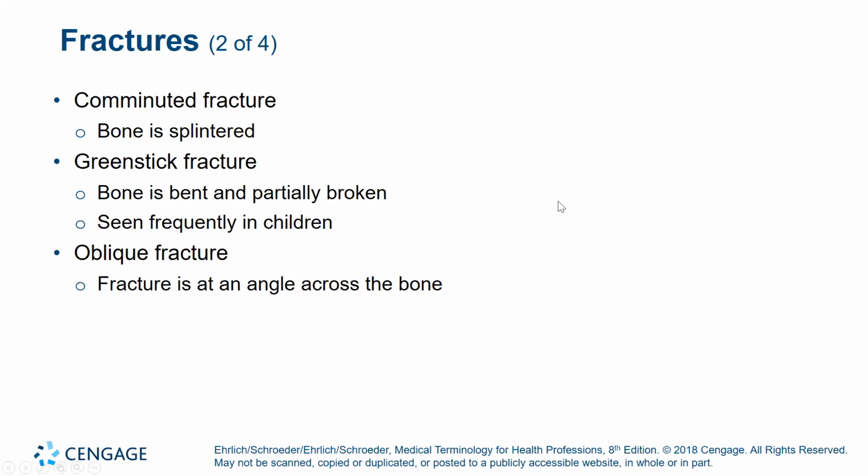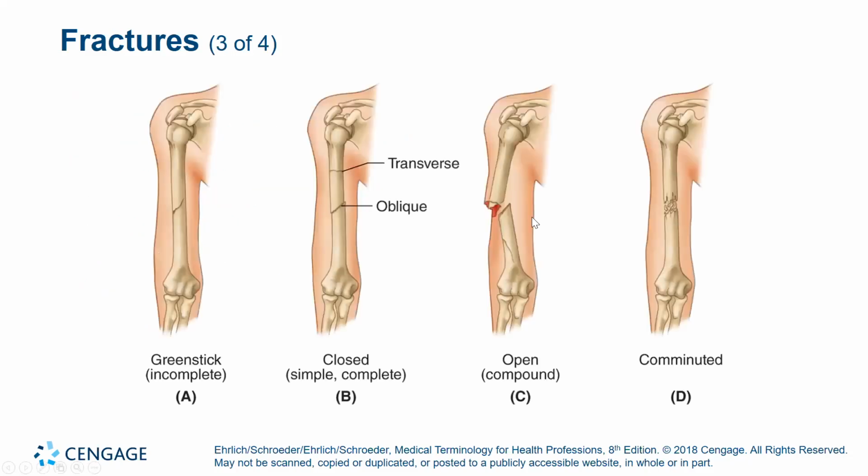We have a comminuted fracture. Bone is splintered. We have a greenstick fracture. Bone is bent and partially broken. This is seen frequently in children. And then we have oblique fracture. This fracture is at an angle across the bone. In the next slide, we can look at the figures here of each one. So here's your greenstick, incomplete, closed, simple, complete, open, compound, and then a comminuted fracture. These are just types of bone fractures.